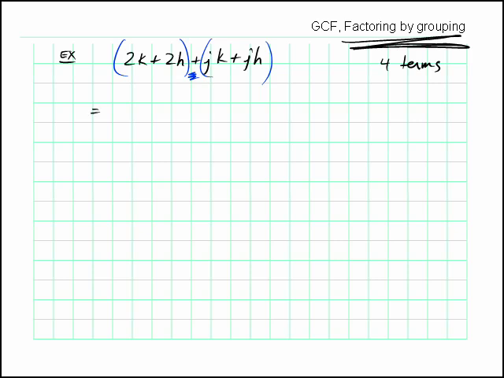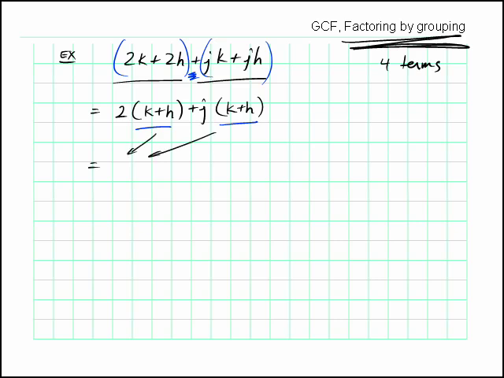Out of the first group here, I can factor something out. I can factor 2 out, and it leaves me with k plus h. Out of the second group here, I can factor something out. I can factor out a j. That leaves me with k plus h in there. Now I've made this problem look like the previous two problems. Notice that each term has a common factor here of k plus h. And so I'm going to factor it out, move it in front. There it is, k plus h. And the leftovers go in the other set of parentheses, which are right here, the 2 plus j. And I factored the polynomial.